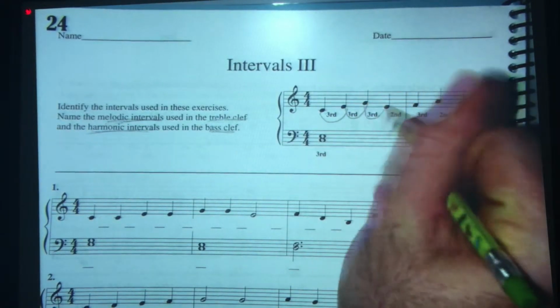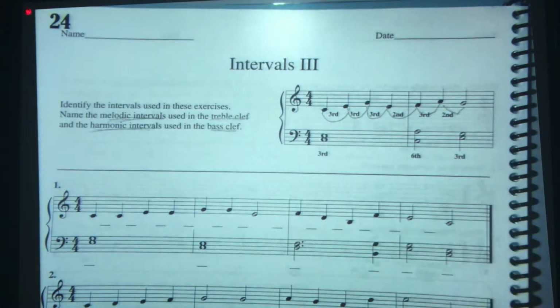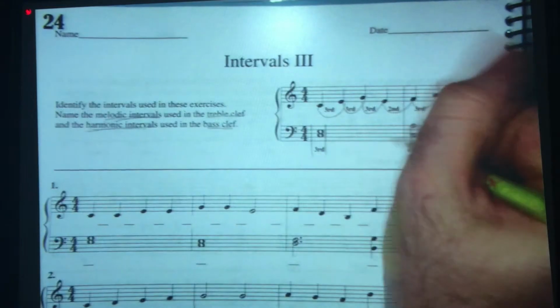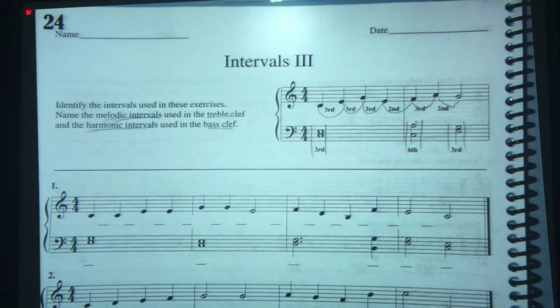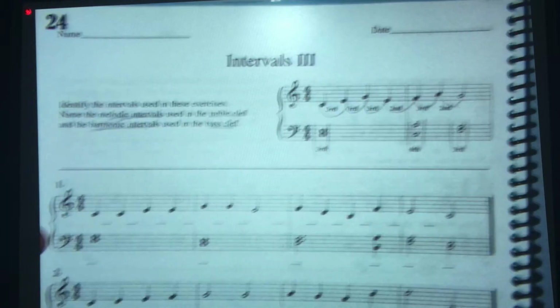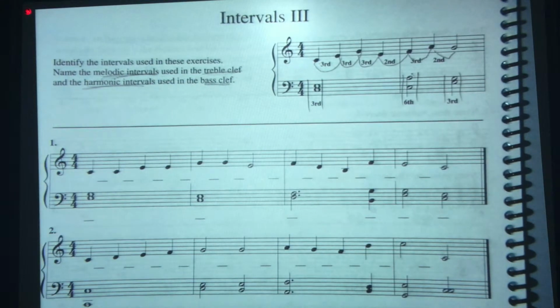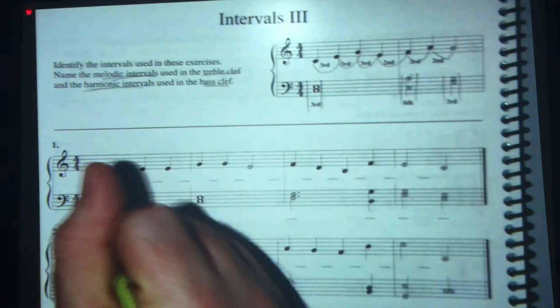Third, third, third, second. Yes, that goes across bar lines and so forth. So we're going up and down this way with our harmonies, and with our melodies, we're going linear from left to right. So for number 1, let's go ahead and do the harmonic intervals first, since that'll be easy. 1, 2, 3, third.